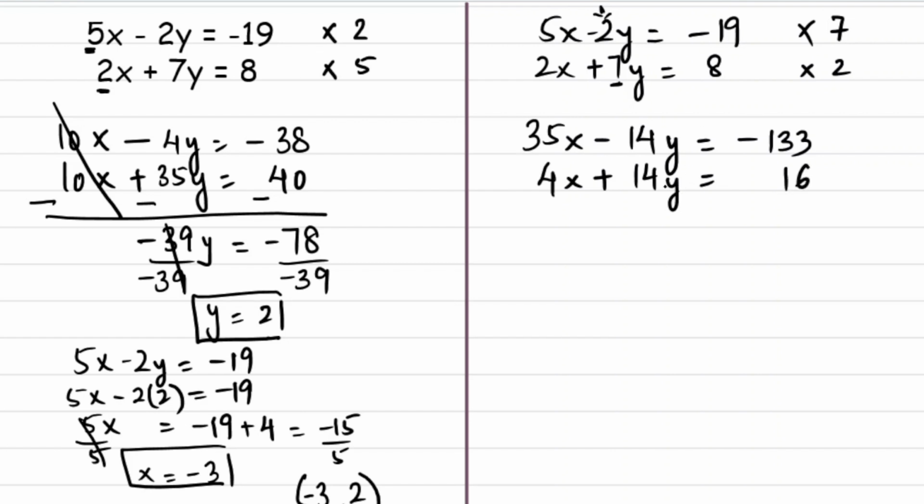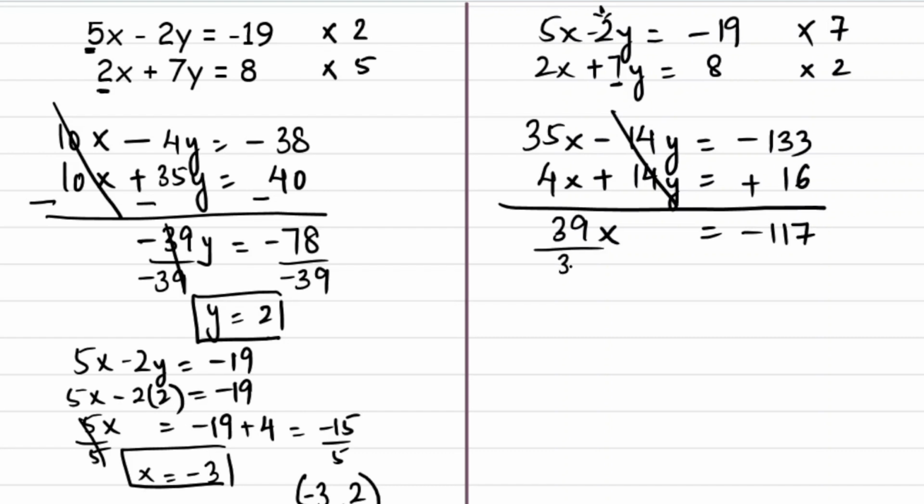And see, the coefficients of y are equal. In this case, this is minus 14y and this is plus 14y. We do not have to subtract because they already have opposite signs, so they will cancel out. It will give me 0. 35x plus 4x is 39x equals minus 133 plus 16, which gives me minus 117. Divide by 39 on both the sides to get the value of x as minus 3.